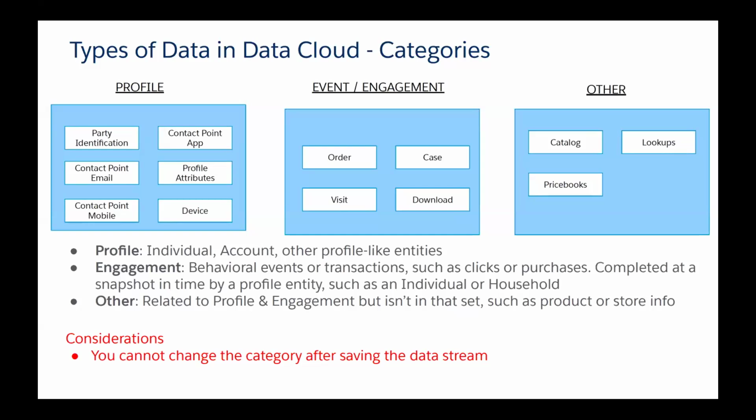Someone shared their implementation with me, and they just assigned everything as other, which can be a bad idea for a few different reasons, which I'll explain. Firstly, categories are assigned to DMOs, or data model objects, and are inherited from the first data lake object that's mapped to it. So the DMO will only allow mapping of the same DLO category that was first assigned to it.